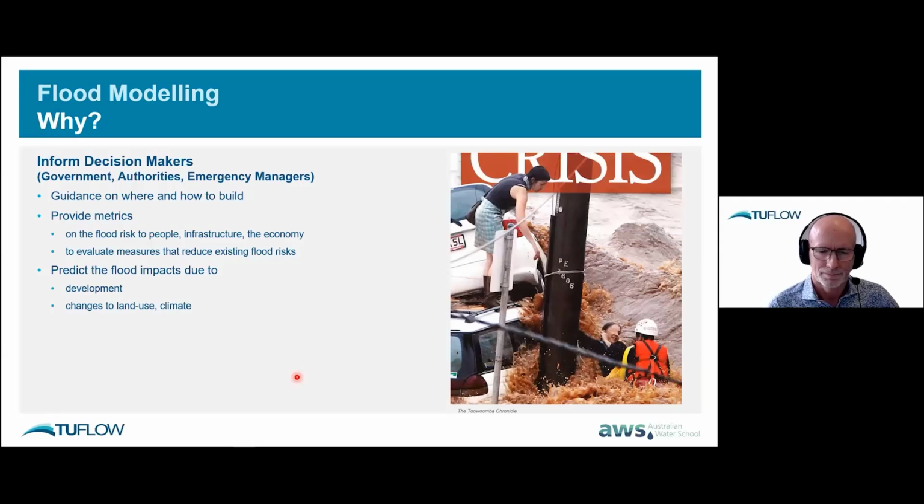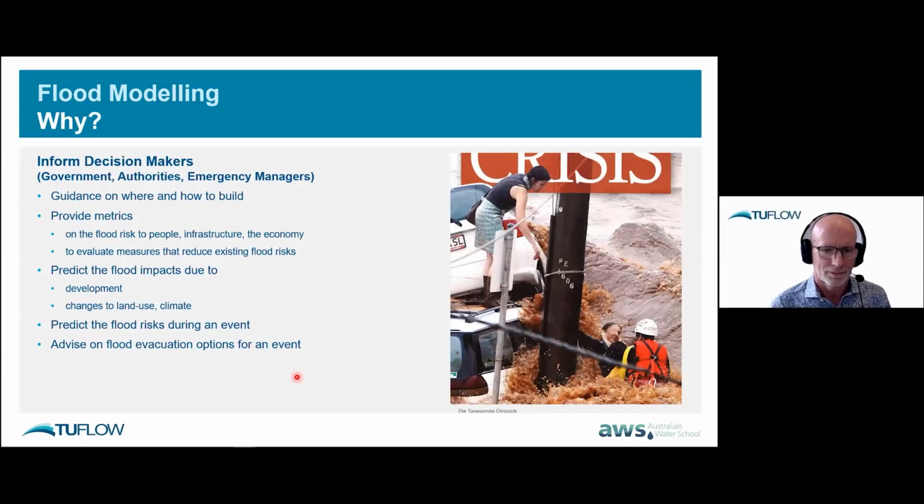So as part of development assessments or changes to catchment land use or climate change, we're often trying to evaluate the change in flooding. What is the flood impact from those things? Once again, that gets fed through to your client.